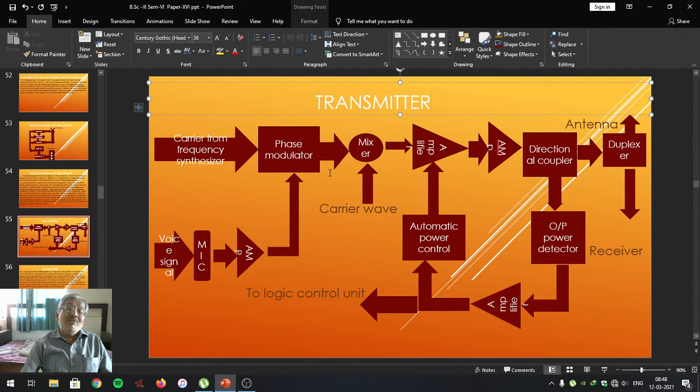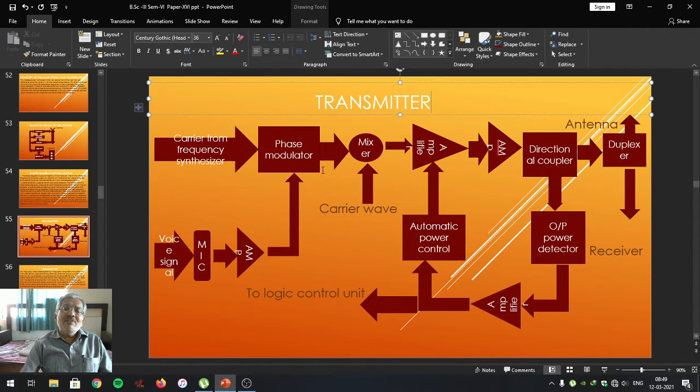Dear students, we have studied the process of modulation. To cover a large distance, to make communication very smooth and satisfactory, we are aware that modulation is necessary. And that function is being performed in the transmitter of the cellular phone, and that type of modulation we can call it as phase modulation.